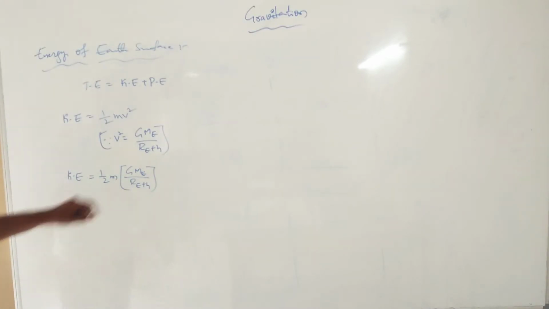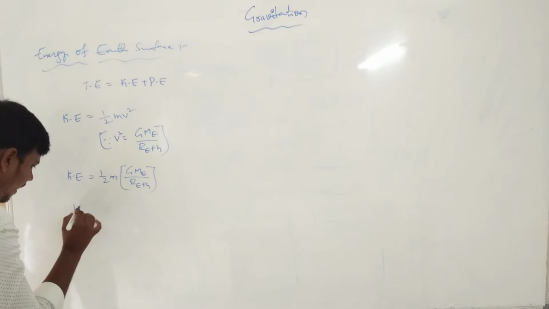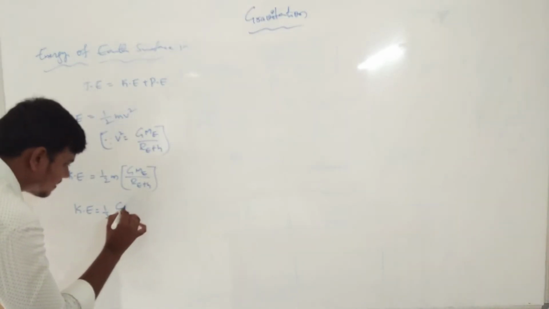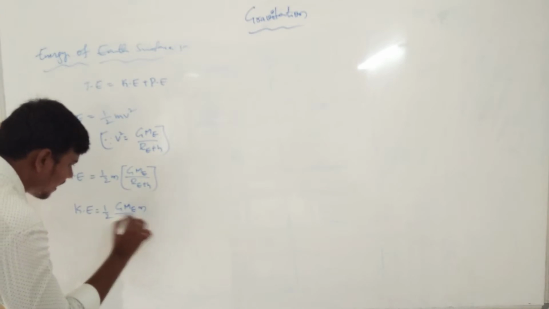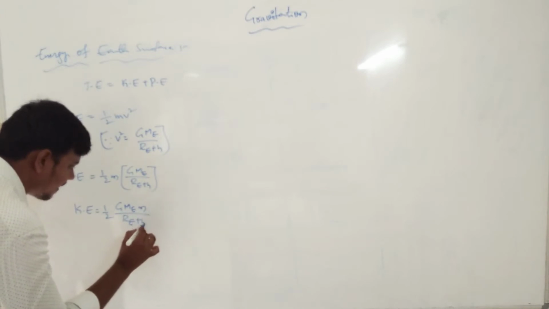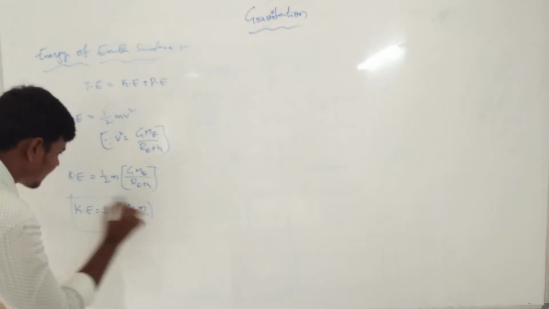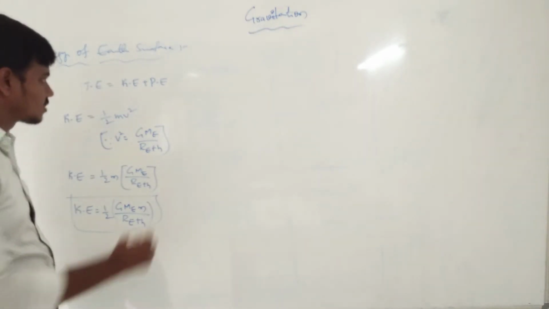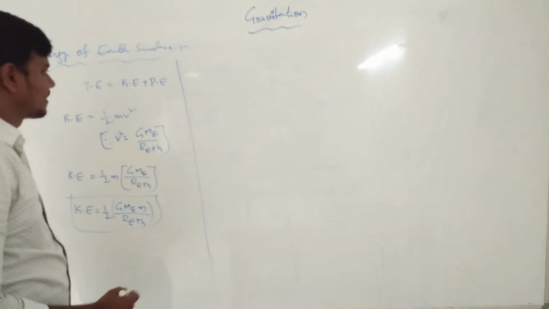Okay. Now next we can take it. Now kinetic energy is equal to 1/2 G M_E m / (R_E + H). Now this is the kinetic energy. Kinetic energy completed. Now next one, potential energy.